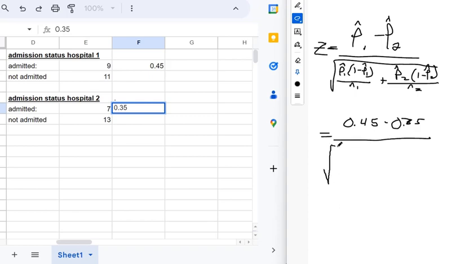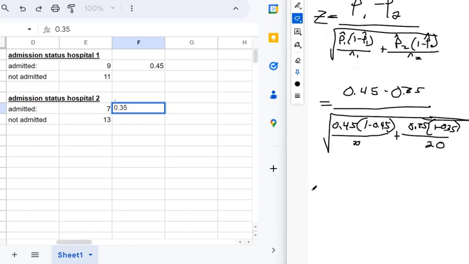We're going to divide that by the square root of 0.45 times 1 minus 0.45 all over the sample size for the first group. They both happen to be equal. They're both 20. And then same type of thing over here, just 0.35 instead. Okay, so 0.45 minus 0.35 is 0.1.